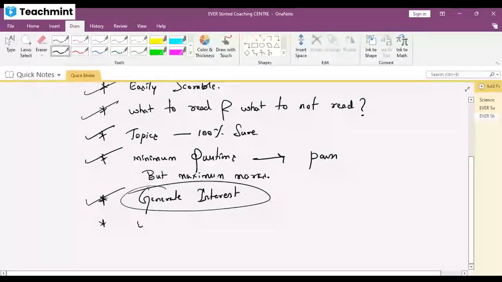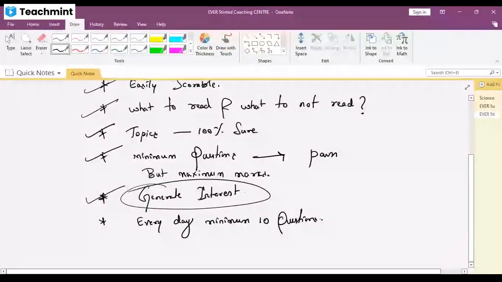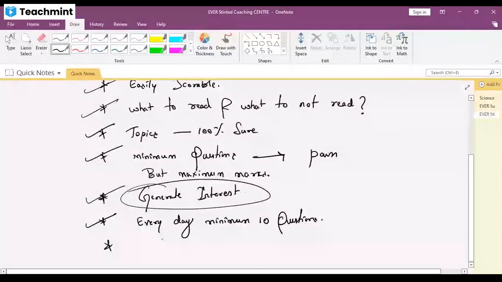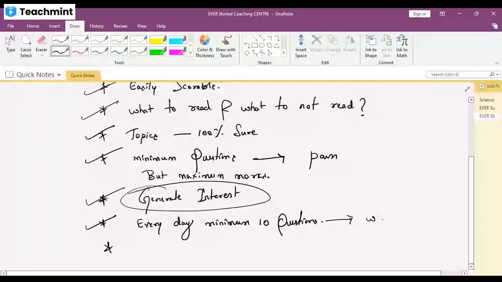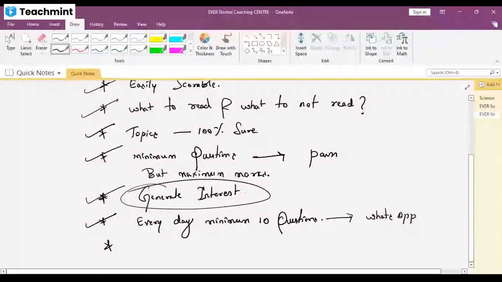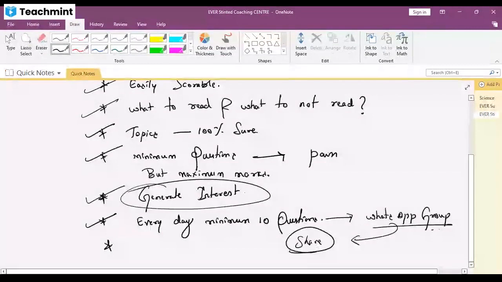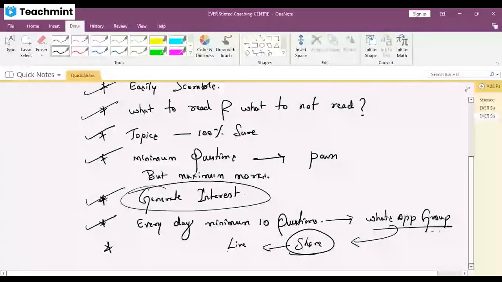And every day, please remember this point, every day minimum 10 questions you have to solve, at least from today. I'll be sharing these 10 questions in our WhatsApp group every day. Later on, if you find any of them difficult, please share with me in the group beforehand so that we can discuss them in our live classes.